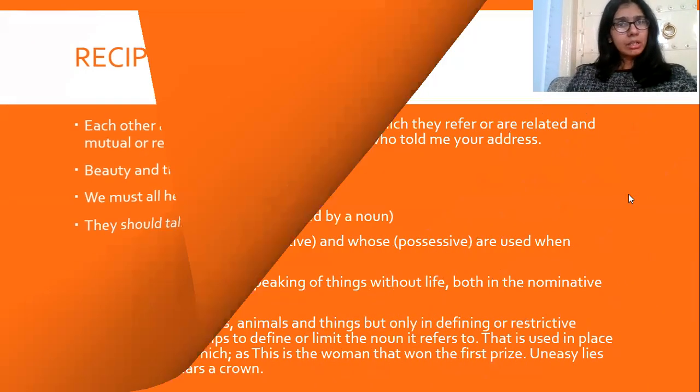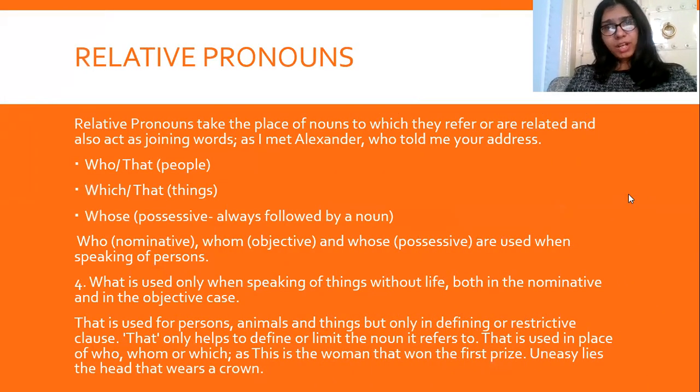Again, mutual. Now, we have relative pronouns that take the place of nouns to which they refer or are related, and also act as joining words, as in: I met Alexander who told me the address. So now, I met Alexander who. Who is the relative pronoun. Who told me the address. So who or that are the relative pronouns used for people, which and that are the relative pronouns used for things, and whose is a possessive relative pronoun that is always followed by a noun, right? Who, nominative pronoun, whom, objective pronoun, and whose, possessive pronoun, are used when speaking of persons. Okay.